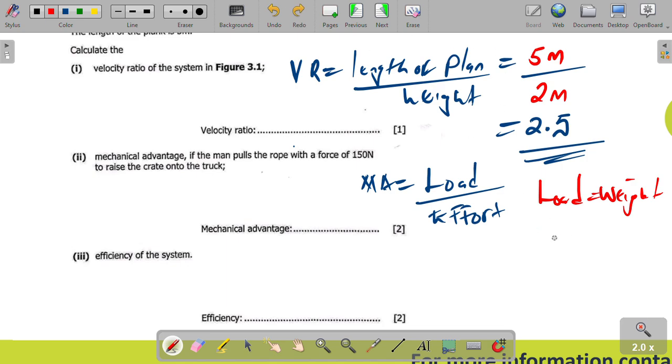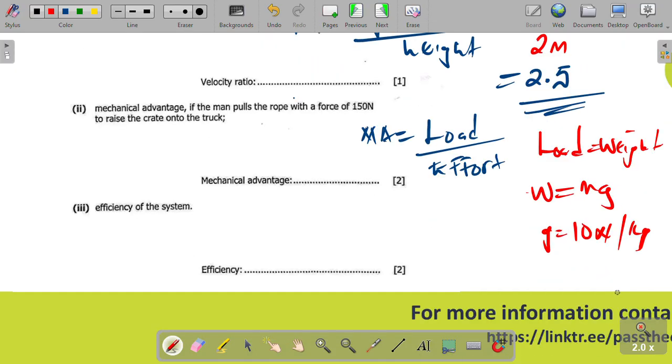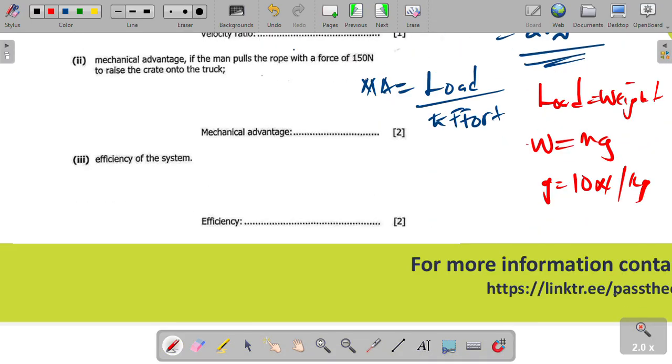Okay, let me just repeat. W, which is weight, is equal to mg, mass times constant gravity. And we know our constant gravity here, G, is equal to what? G is equal to 10. Okay? That's our constant gravity on G. So now, since we have the details, let's now calculate the load.